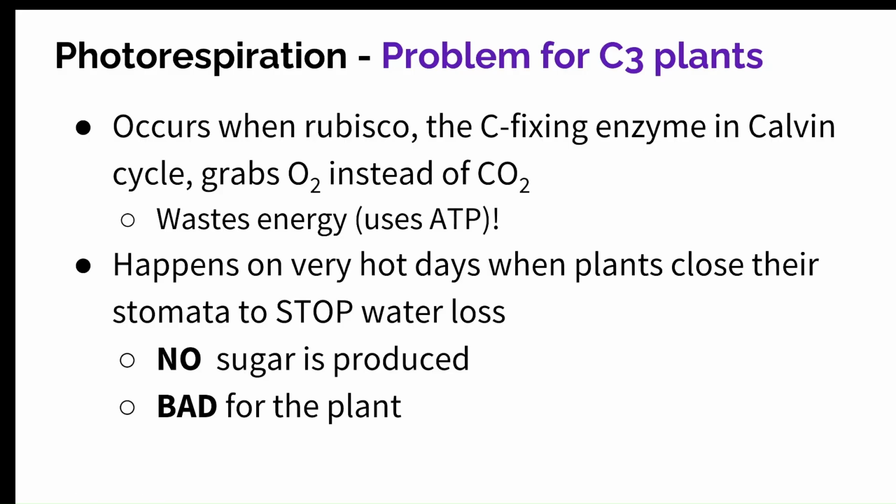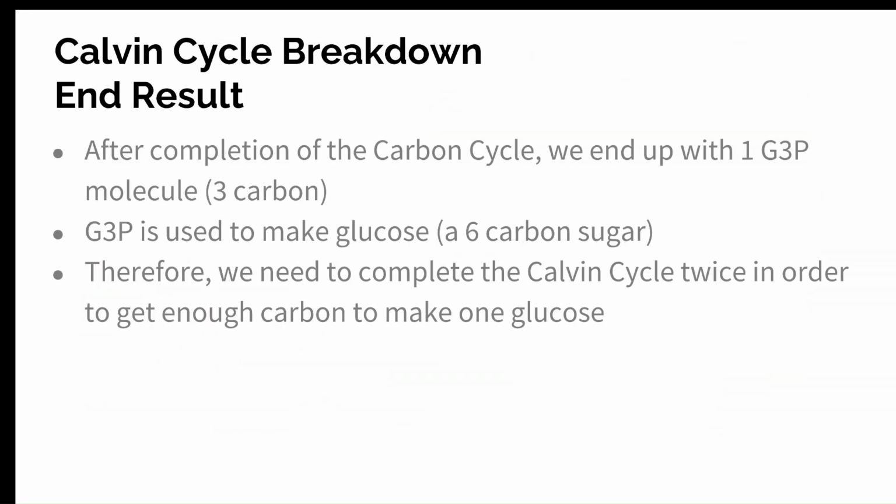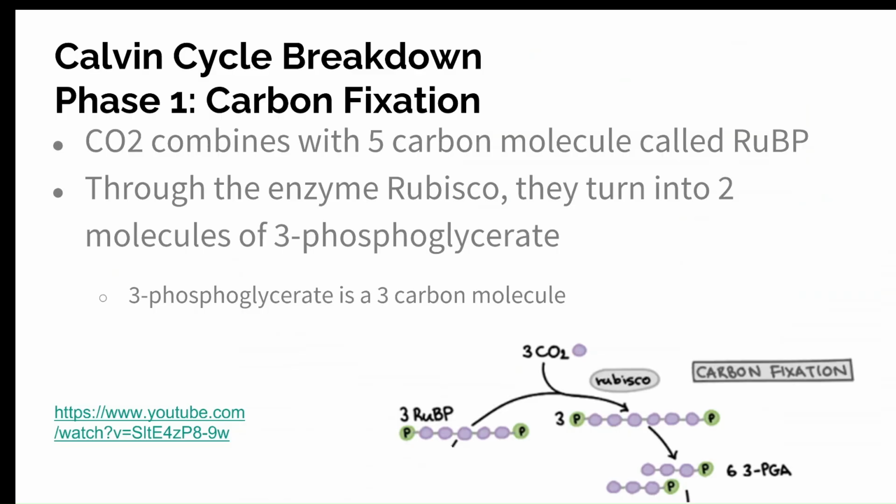So C3 plants have a little bit of a problem with the light independent reaction, and that problem occurs when rubisco, that very first enzyme that is fixing the carbon dioxide to RuBP, instead of grabbing onto CO2, grabs onto oxygen. So I'll actually go back a few slides to show you that point. Imagine instead of CO2 being here, it's just oxygen. And rubisco would not know the difference. It would just take that oxygen and fixate it to the RuBP.